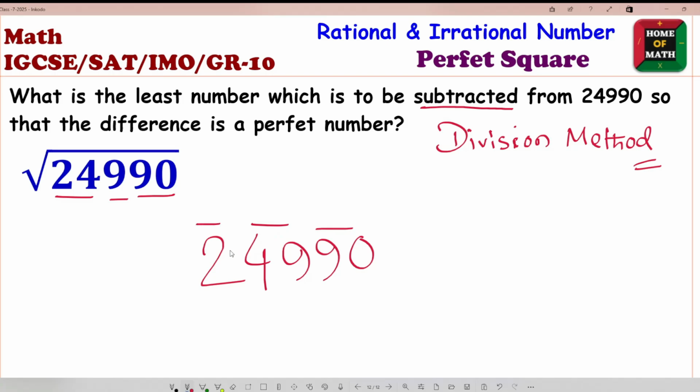For this we have to make pairs, like this one pair, this one pair, and the 2 is a single, so we just keep it single. We make the groups from right to left. Then we use a vertical line on the right side.